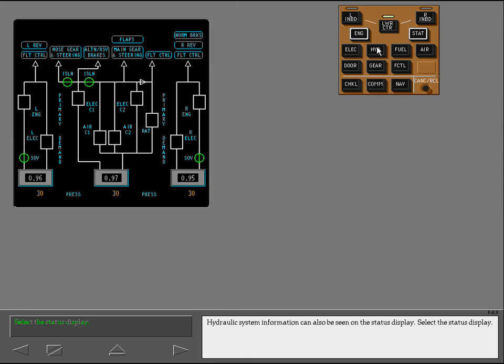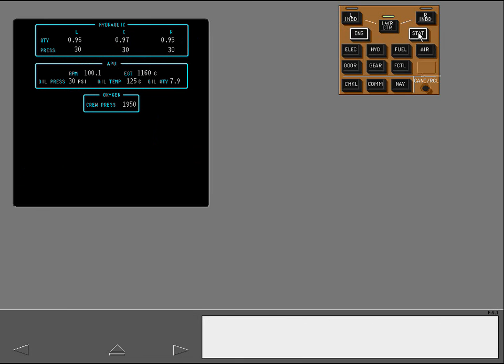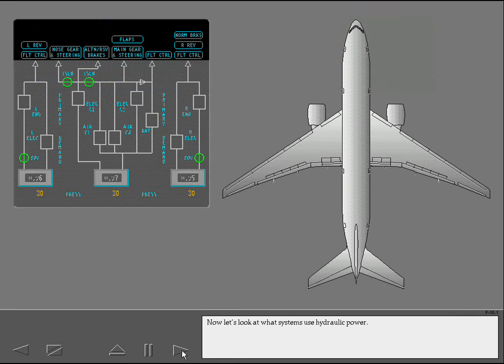Hydraulic system information can also be seen on the status display. Select the status display. Like the hydraulic synoptic, the status display shows hydraulic system quantities and pressures. If a hydraulic reservoir requires refilling, RF appears next to the system quantity. Now let's look at what systems use hydraulic power.